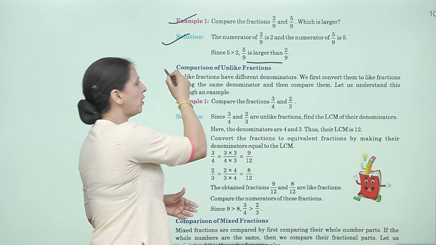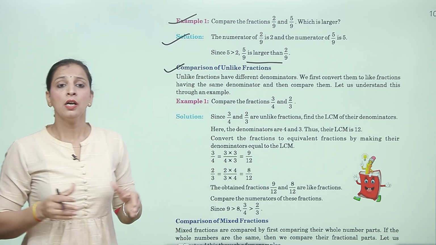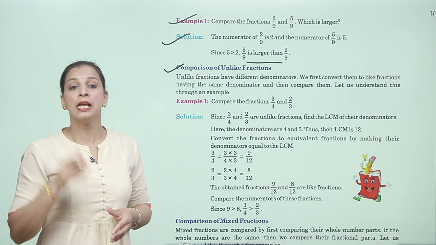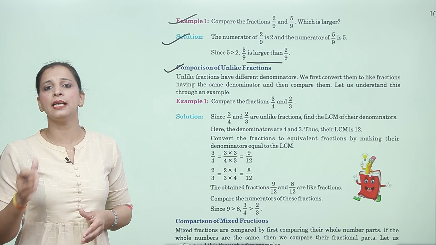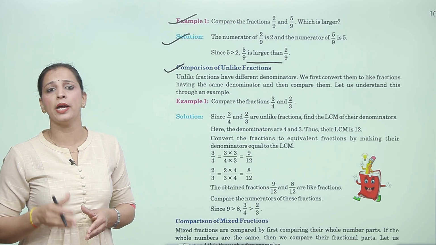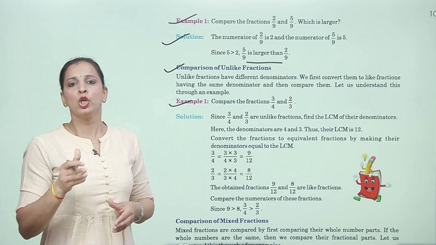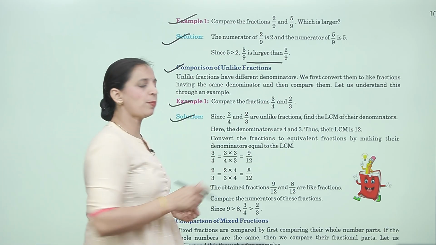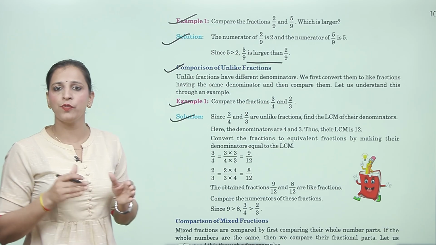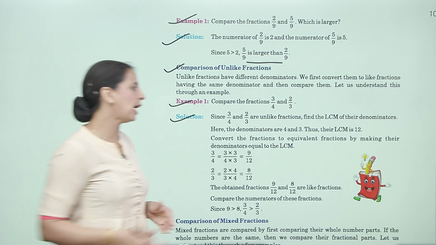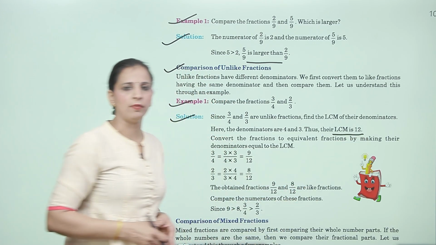Now comparison of unlike fractions. Unlike fractions have different denominators. We first convert them to like fractions having the same denominator and then compare them. Let us understand this through an example. Now example 1. Compare the fractions 3 by 4 and 2 by 3. Solution. Since 3 by 4 and 2 by 3 are unlike fractions, find the LCM of their denominators. Here the denominators are 4 and 3 and their LCM is 12.